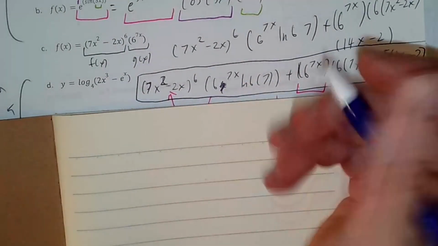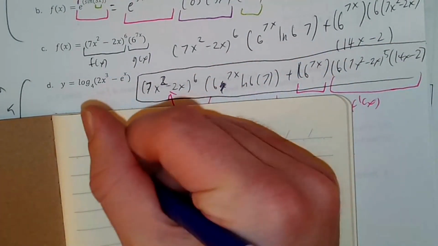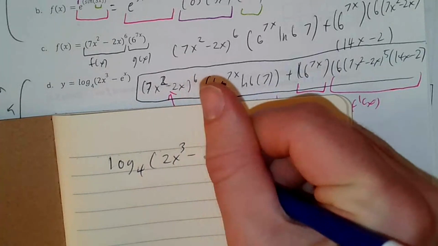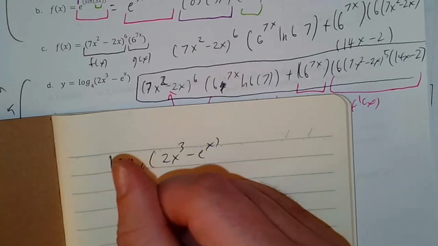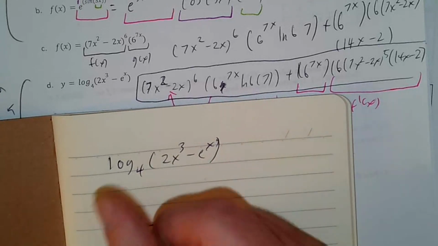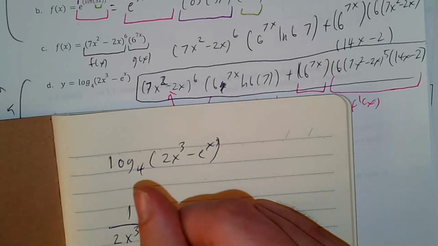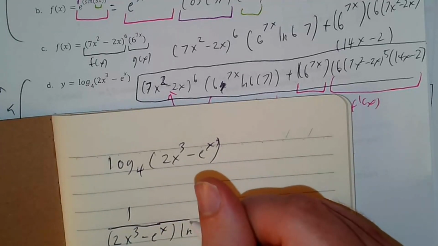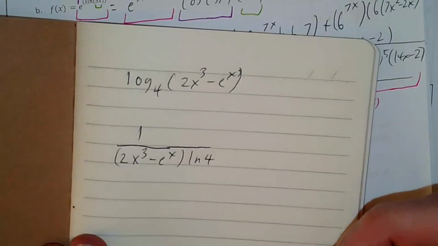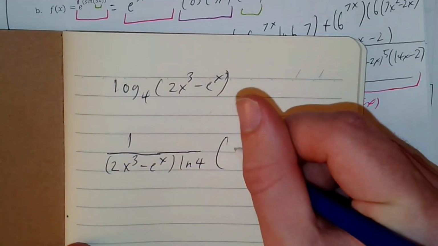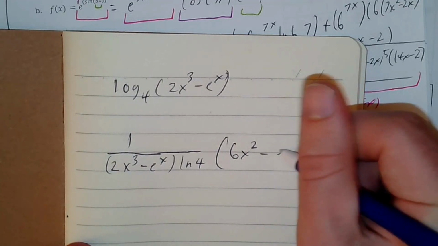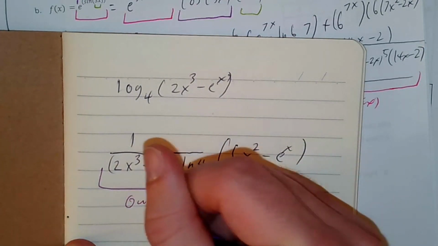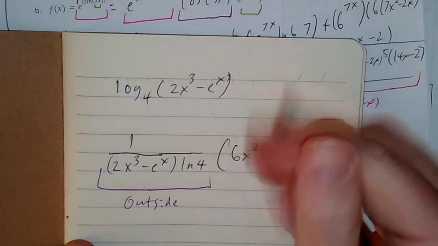So I'm going to rewrite it. Log base 4 of 2x to the third minus e to the x is going to be 1 over (2x to the third minus e to the x) times ln 4. That's the outside. Multiplied by the derivative of the inside, 6x squared minus e to the x, because the derivative of e to the x is e to the x. So one more time, this is the outside. This is the inside. Chain rule.